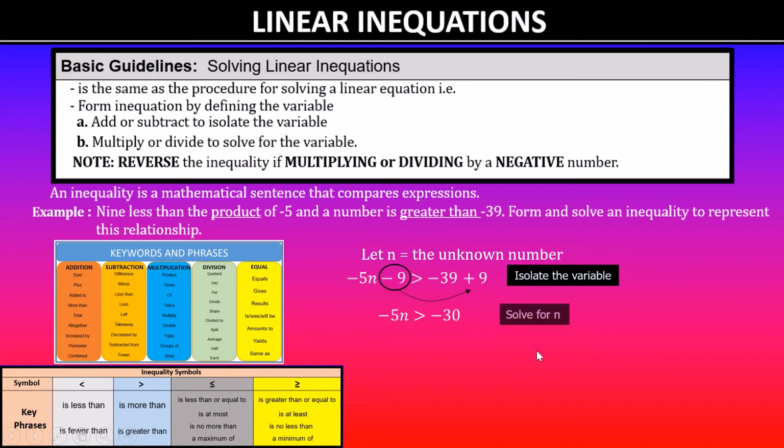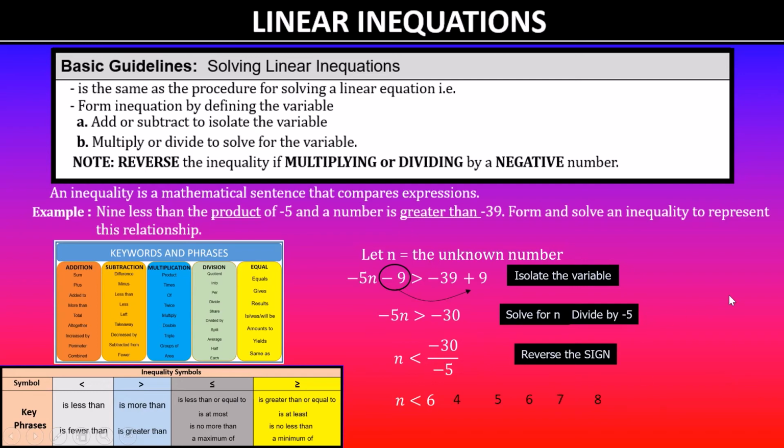And then we'll solve for n by dividing both sides by -5. So I've got n is equal to -30 divided by -5. And then I'm dividing by a negative number. So in this case, I must reverse the inequality. So reverse the sign. So greater than will now read less than. And once I've got that, then I will simplify -30 divided by -5. So that will give you n is less than +6. Two negatives will give you a positive result.